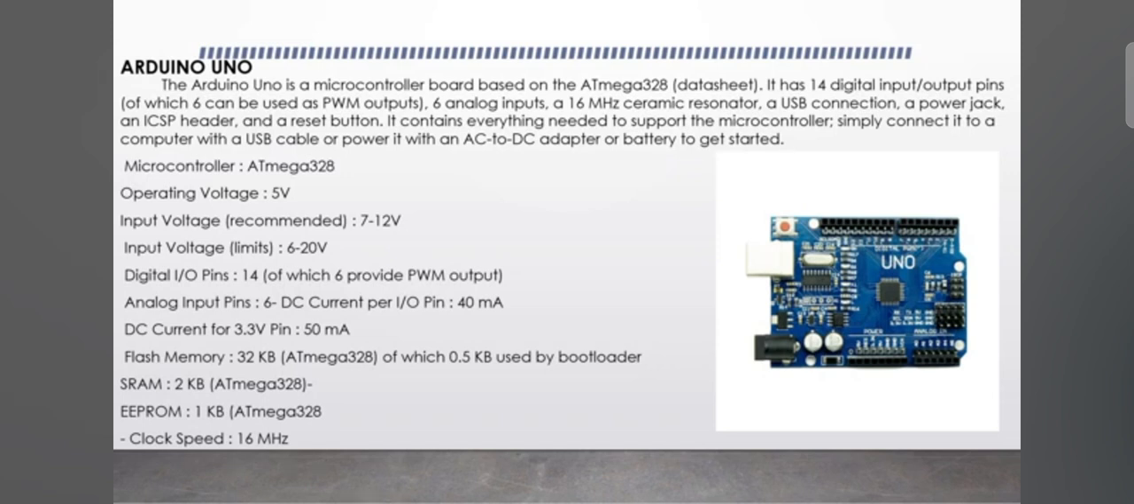Flash memory is 32 KB, of which 0.5 KB is used by the bootloader. SRAM is 2 KB, EEPROM is 1 KB, and the clock speed is 16 MHz.